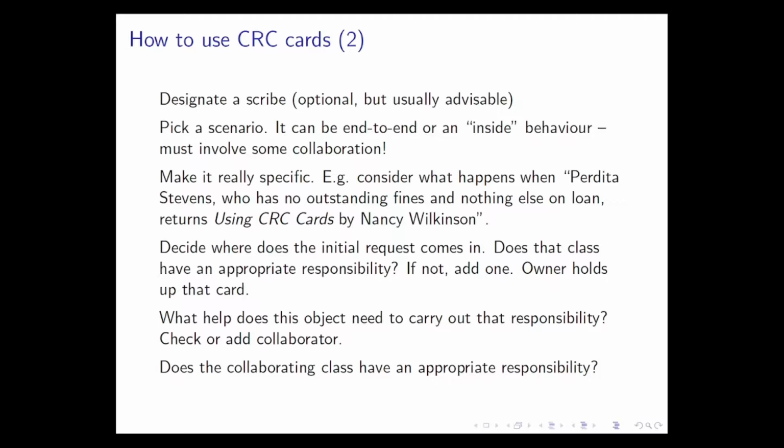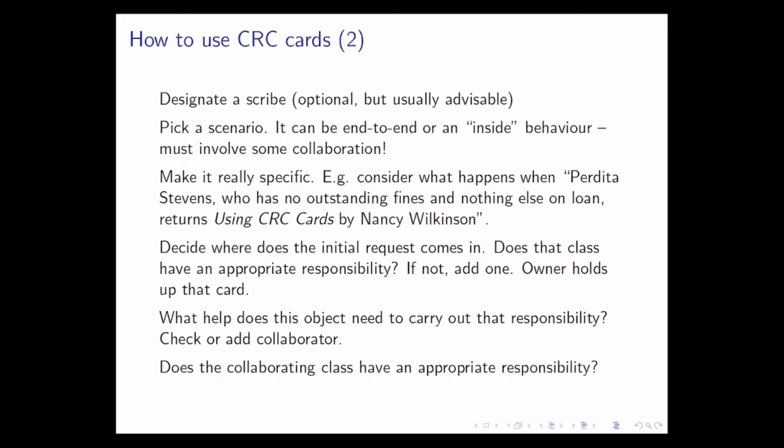First thing you have to decide is, where does the initial request come in from the outside? So which domain object is going to have overall responsibility for carrying out this request, involving other objects as necessary? Does that class have an appropriate responsibility already? If not, you have to add one. Now the owner of that class will hold up that card, and they're now pretending to be an appropriate object of that class.